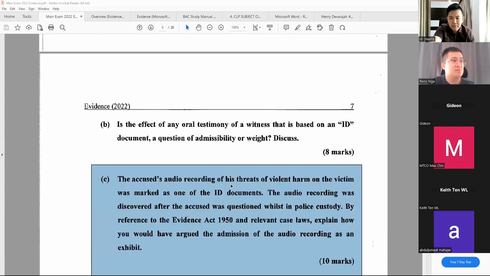I'm thinking about the audio recording on the police custody. So the information led by the police is provided in Section 27 of the Evidence Act, right? Section 27 discovery. I mean the information received by the police officer during the police investigation, which does not require voluntariness.